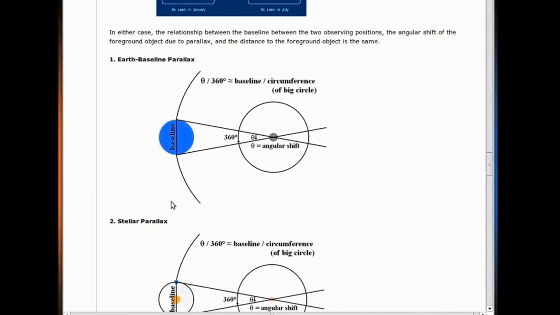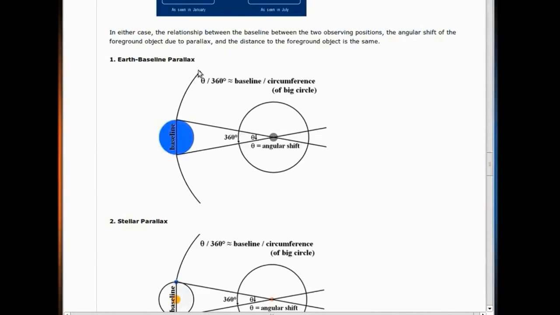Well, the radius of this big circle is the distance from Earth to this object that we're looking at. So that's the distance that we're trying to measure in this case. We're trying to get that r. So our baseline is some fraction of the total circumference of this big circle all the way around.